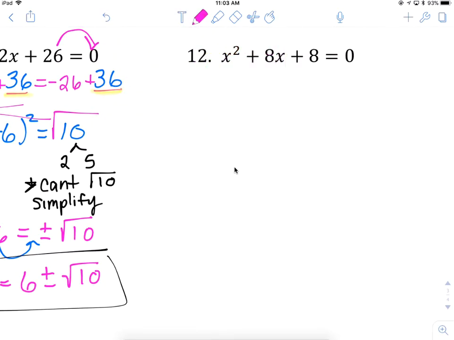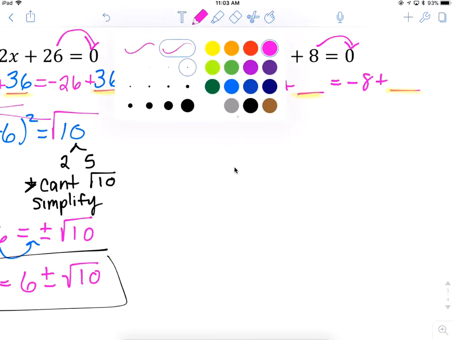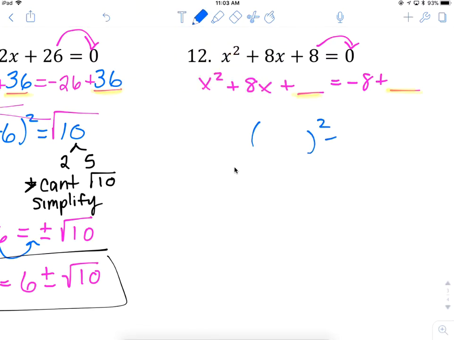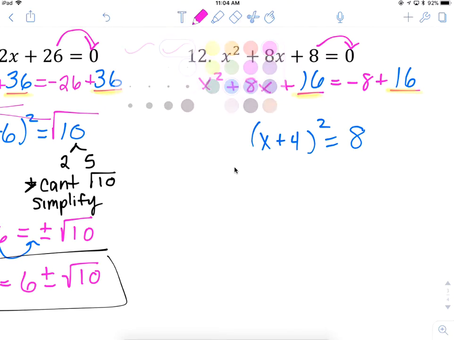We're asking ourselves, if I cut b in half and square it, would I get 8? No. If I cut 8 in half, I get 4. 4 squared is not going to be 8, so that's not working for us. We're going to need a different number. Let's set up our square so that we can fill him in. All right, half of 8 we just said was 4. 4 squared makes 16. That's what's going in my blanks. So if we combine negative 8 plus 16, that makes a positive 8, and we are ready to solve.